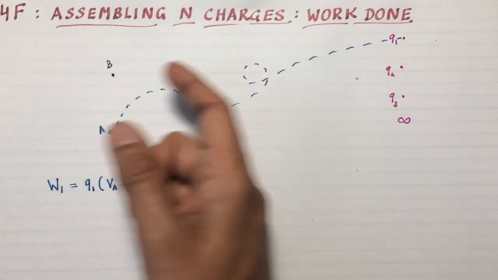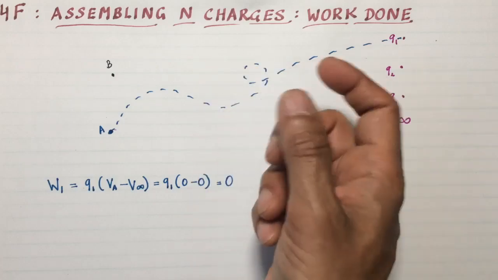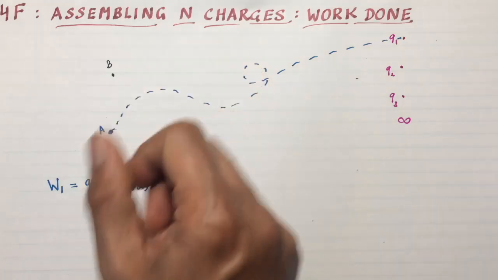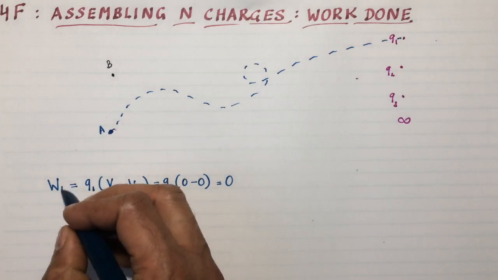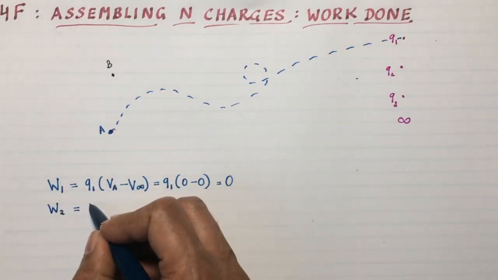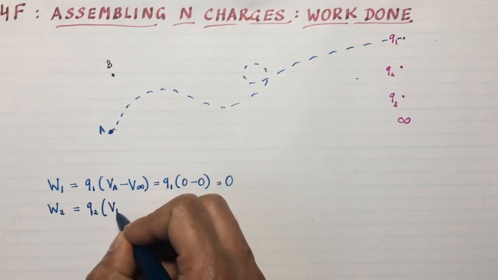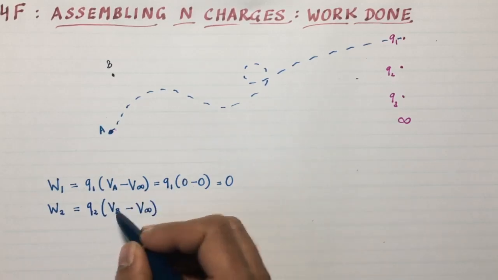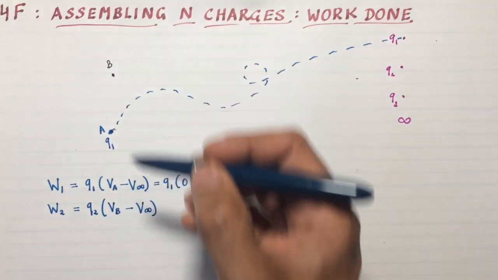Now, when you try to bring the charge Q2, there are 2 possibilities. If they are the same sign, you'll have to push it in order for it to get closer. If they're the opposite sign, you have to keep it from accelerating, so you have to apply the work in the opposite direction. In either case, the work done is given by the same type of formula. The work done to transport the charge Q2 is going to be Q2 times the potential at B minus the potential at infinity.